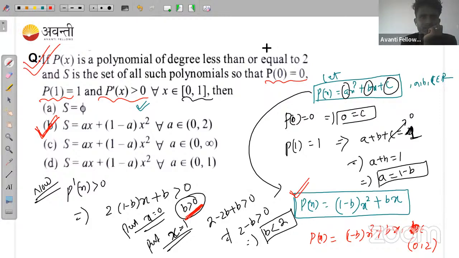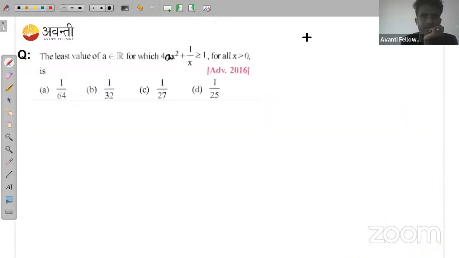Now see the next question. This will be on maximum minimum. First time we are doing the maximum minimum question. Take it here. The least value of a belongs to R for which 4ax square plus 1 by x is greater than equal to 1 for all x greater than 0. A का सबसे मिनिमम वैल्यू कौन सा है? बताओ, इसको कैसे करोगे?